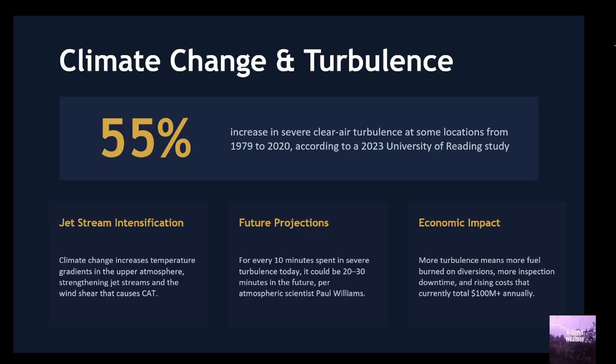For every 10 minutes spent in severe turbulence today, it could be 20 to 30 minutes in the future, says atmospheric scientist Paul Williams. The economic impact. More turbulence means more fuel burned on diversions, more inspection downtime, and rising costs that currently exceed 100 million annually.